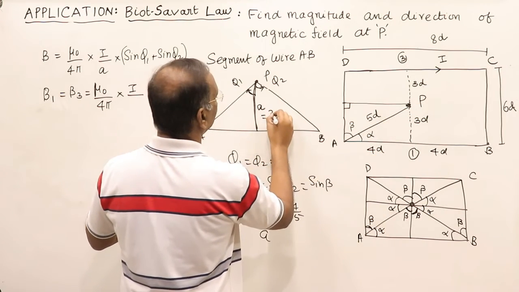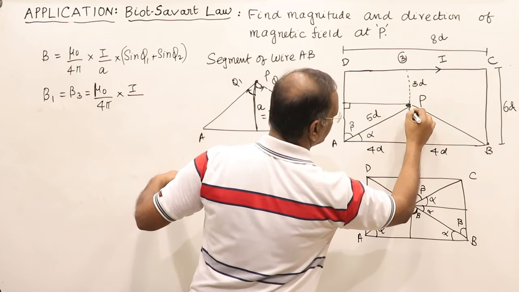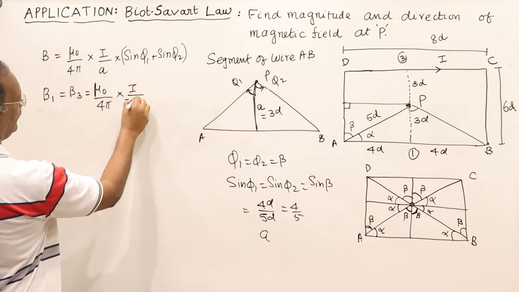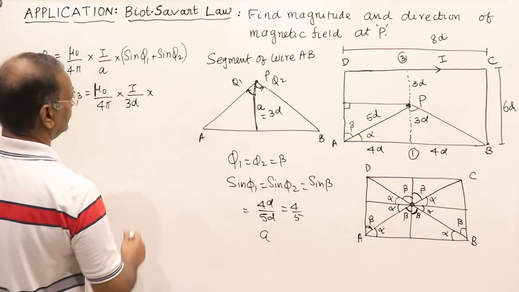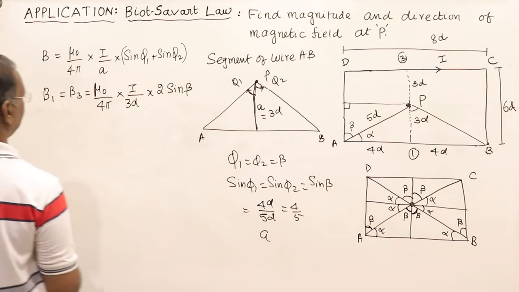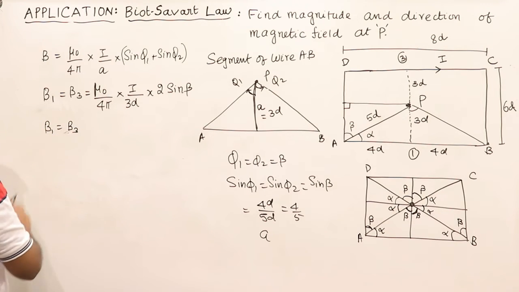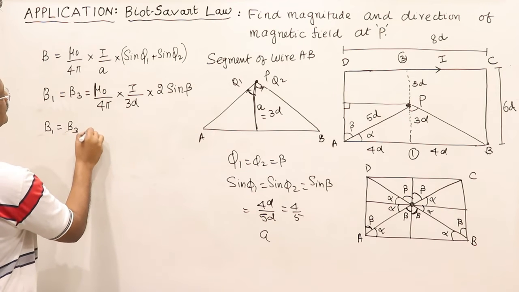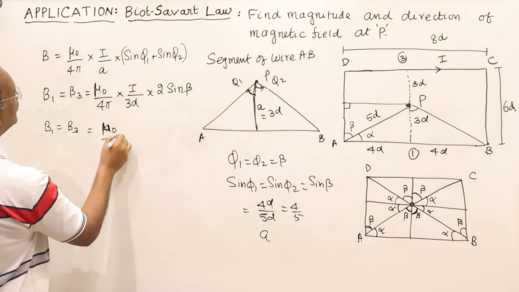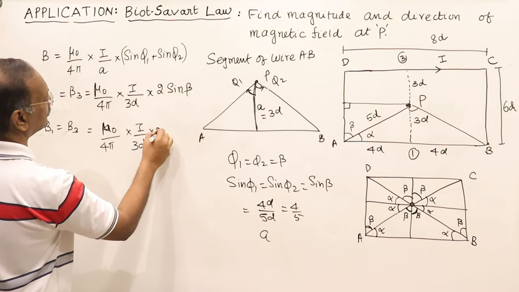A is equal to 3D, because this is the distance we want. So 3D into sin phi 1 plus sin phi 2 is equal to twice of sine of beta. So B1 is equal to B3 in magnitude. B is equal to mu naught by 4 pi into I divided by 3D into 2 into sine of beta.